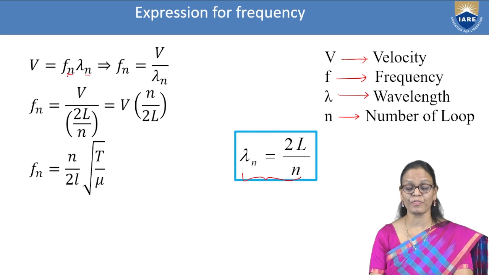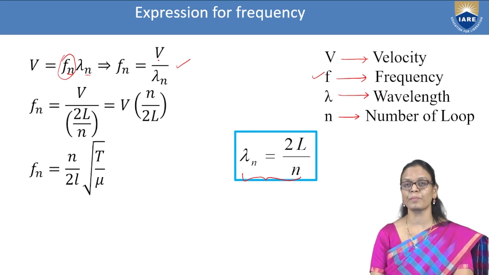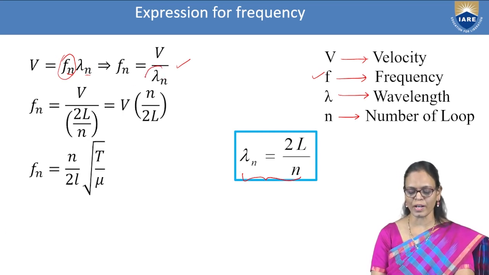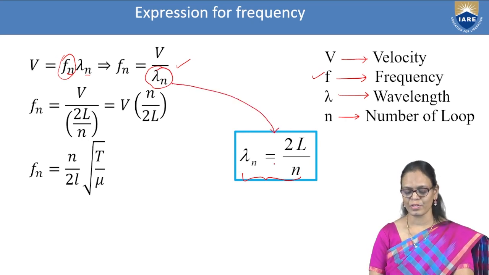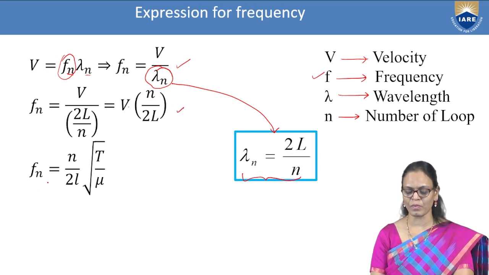So V is equal to Fn into lambda n. We are denoting the frequency by F. So if I have to write the formula for Fn, Fn will be equal to V upon lambda n. And now for lambda n, we are going to substitute 2L by n. So this will be equal to V into n upon 2L, because 2L by n is in the denominator. And Fn will be equal to n by 2L into V.